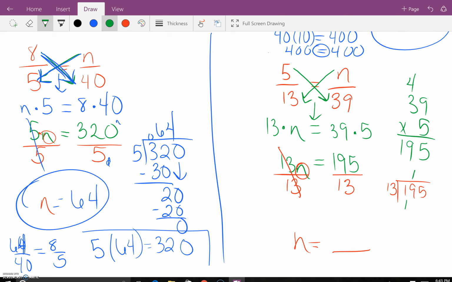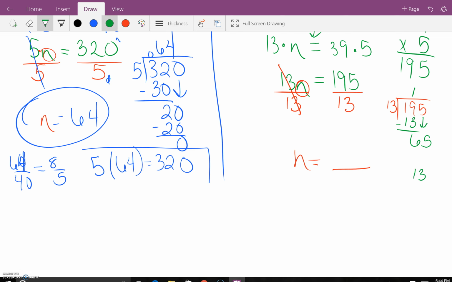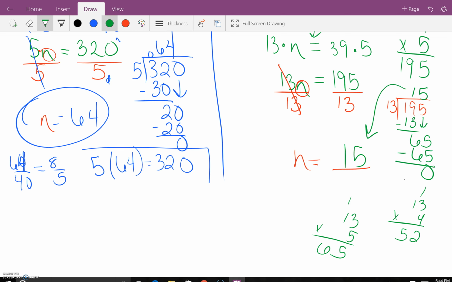If I divide this, I know that 13 can go into 19 one time, and 65, again, I'm going to use a little bit more of my workspace. 13, hold on one second, I want to give myself just a little bit more room. 13 times 4, I'm just kind of guessing where I want to start. I'm left with 52, so 13 times 5 is going to give me 65. Okay, so n equals 15.